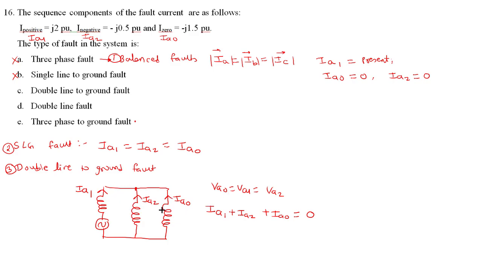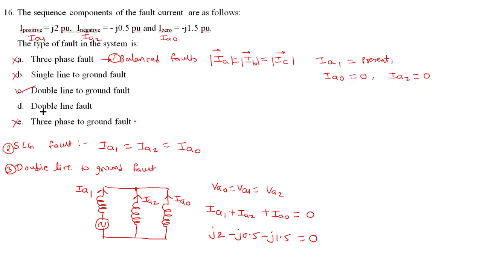Now we can check whether IA1 plus IA2 plus IA0 is 0. So IA1 is J2, IA2 is minus J0.5, and IA0 is minus J1.5. If we add these three, it will be 0. So this particular set of sequence network currents is for double line to ground. So the correct answer will be option C. So A and E are not correct because for a balanced fault IA0 and IA2 should be 0. Here they are not 0. For a single line to ground fault, all three sequence network currents should be the same, but here they are not the same, therefore this is also not correct.